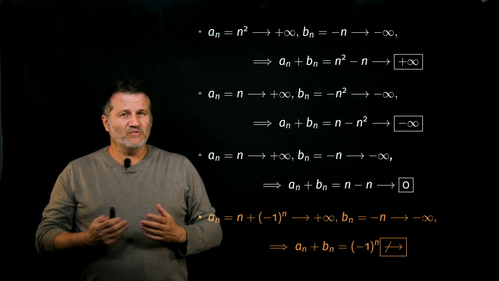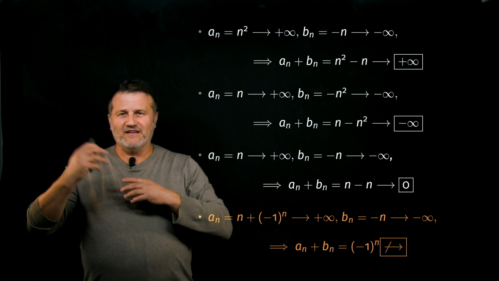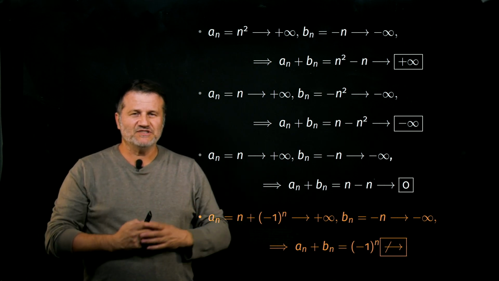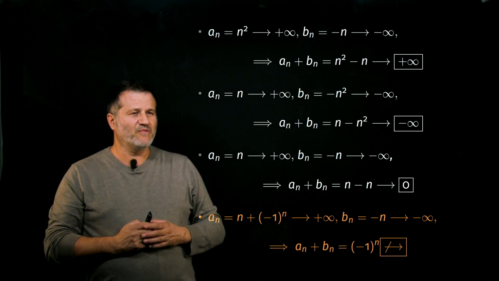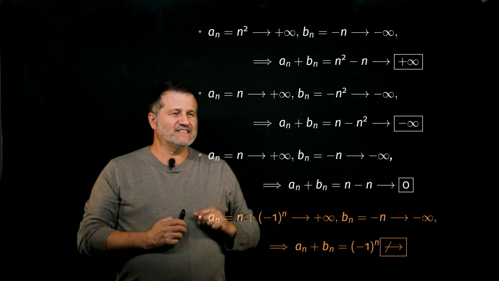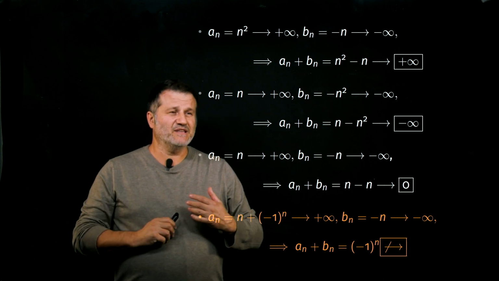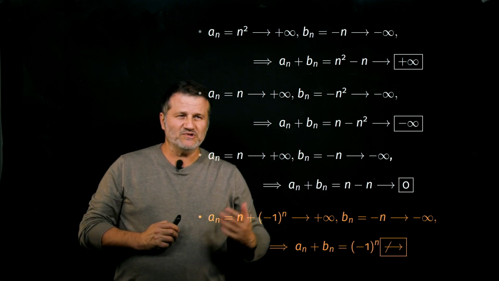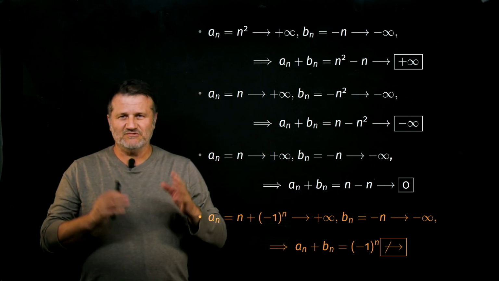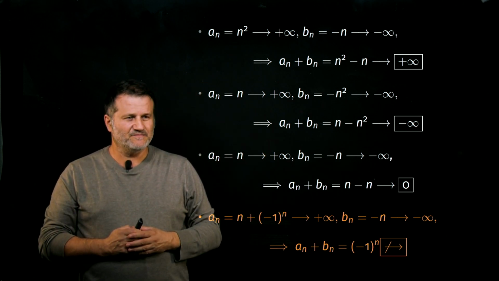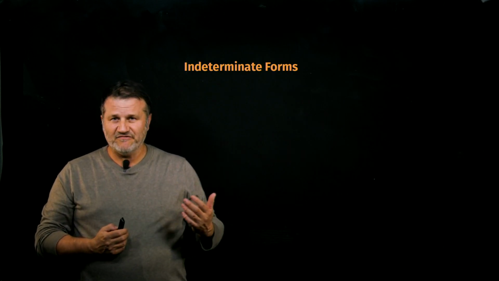So this is why we do not have a rule that can say what happens when we have a plus infinity minus infinity form. That's why we call it an indeterminate form. However, as these examples show, this does not mean that we cannot determine the limit. In fact, in these few examples, we have been able to discuss, in any case, what happens to the sum a_n plus b_n. Now, there are many other indeterminate forms.